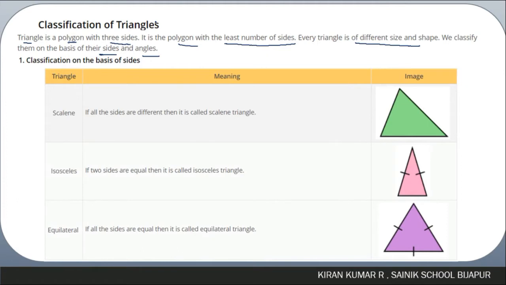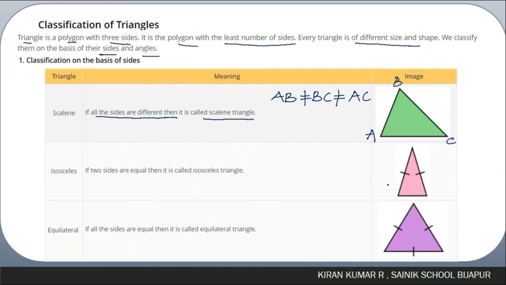A scalene triangle is one in which all the three sides are different. If I name this triangle as ABC, the side AB is not equal to the side BC, which is not equal to the side AC. If all the sides of a triangle are different, then it is called a scalene triangle.